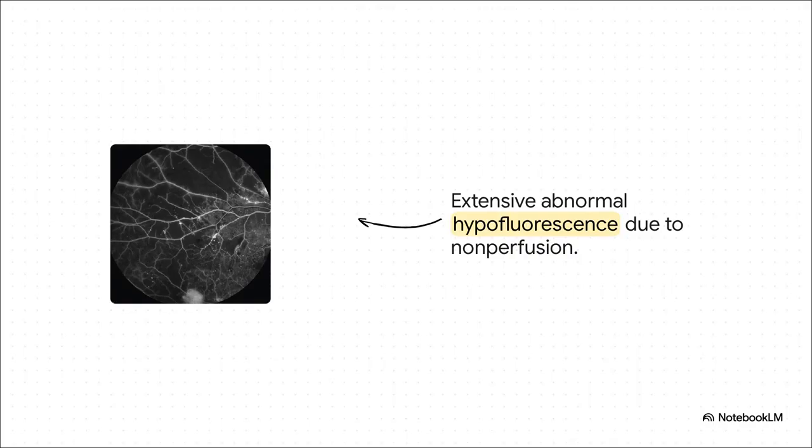Now, what's really interesting about this slide is how we capture that ischemia clinically. Look at this fluorescein angiogram. Instead of a normal, uniform, hyperfluorescent glow indicating healthy capillary filling, you see these extensive, stark, dark areas of hypofluorescence. That is profound capillary dropout. Those dark regions are completely non-perfused, and the hypoxic cells within them are basically pouring out VEGF.